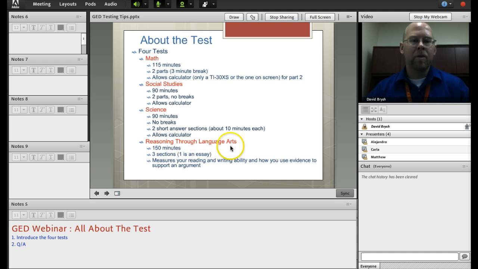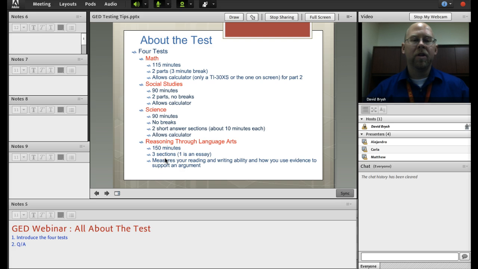And then the language arts one is both reading and writing. Even in social studies and science, there's some reading and writing. You're going to have a longer answer in science, and you're going to write a little mini essay in social studies. So you're still using the same skills, just with different content. But the reasoning language arts one is the long one because it's got an essay in there. It's 150 minutes and has 3 sections, one of which is an essay.